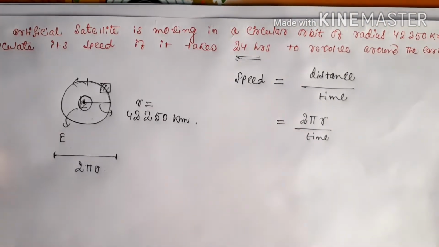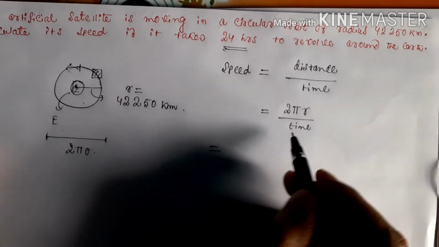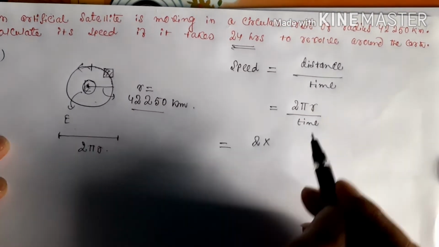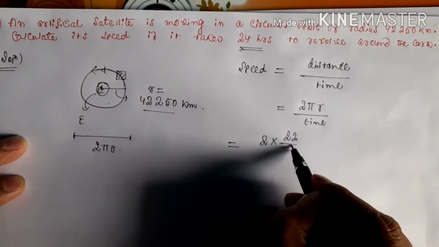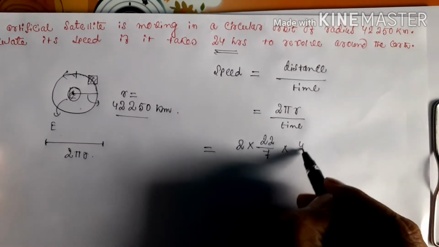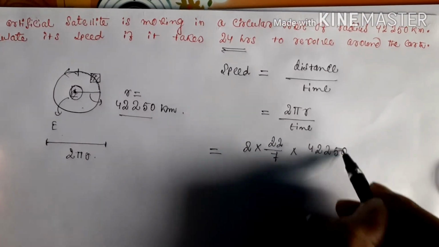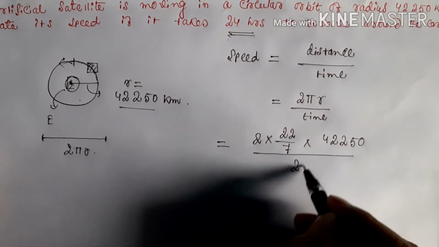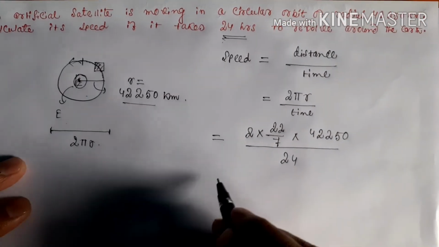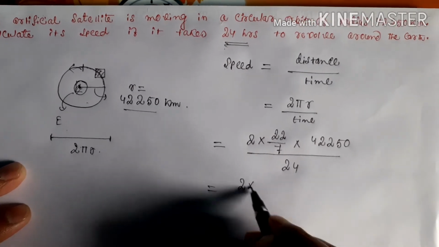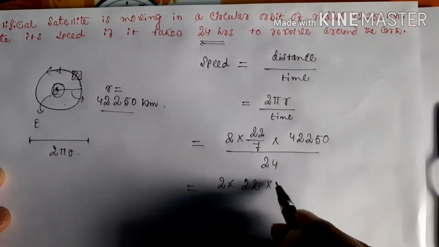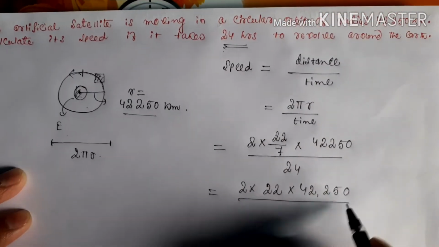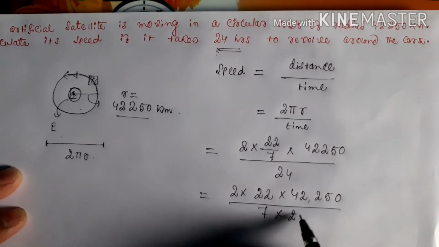Time taken is given as 24 hours. All the data are given, so we just put the values here. Pi is 22 divided by 7. R is 42,250, divided by the time taken, 24 hours. If you solve this, it is 2 into 22 into 42,250 divided by 7 into 24.